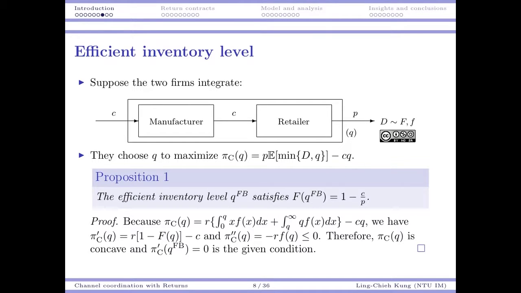And the cost here is CQ. This is just a very classic newsvendor problem. And then we know the first best quantity is something satisfying this equation. Capital F is the demand CDF, or the demand distribution function. The optimal quantity should satisfy this equation and is determined by C and P and the demand distribution. This is the standard result of the newsvendor problem, and this is something we call the critical ratio.